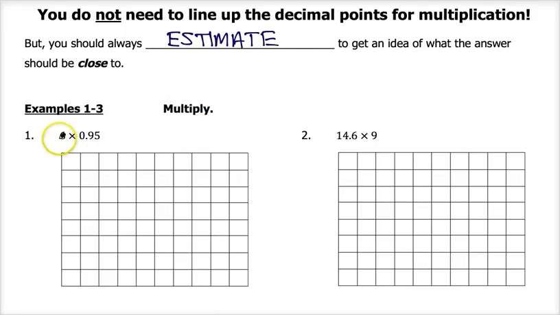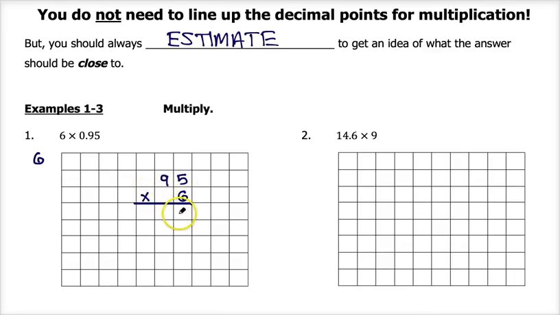So number one, 6 times 0.95. Well, hopefully you know that 0.95 is really close to 1. 6 times 1 would be 6. So our answer to this should be pretty close to 6 at the end. So when we multiply this, we're going to treat this sort of as 95 times 6. That decimal point there on the 0.95, for just a moment, we're just going to ignore it. So I'm just going to treat this as 95 times 6.